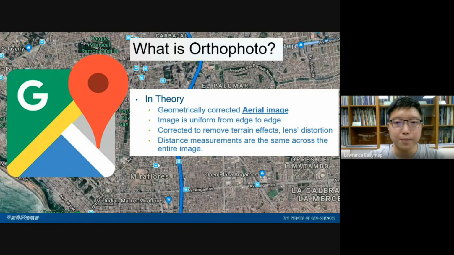So ortho photo may be a new term for some of you, and in simple terms, it is just like Google Maps. I believe that all of you have the experience of using Google Maps on your cell phone. In theory, this is a geometrically corrected aerial image. It means that it is uniform from one edge to the other. It corrects for all the terrain effect and all the lens distortion, and the measurement is the same for the entire image, which means every corner and every area is uniform.